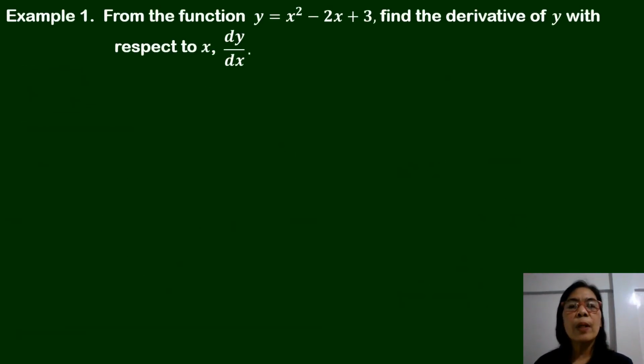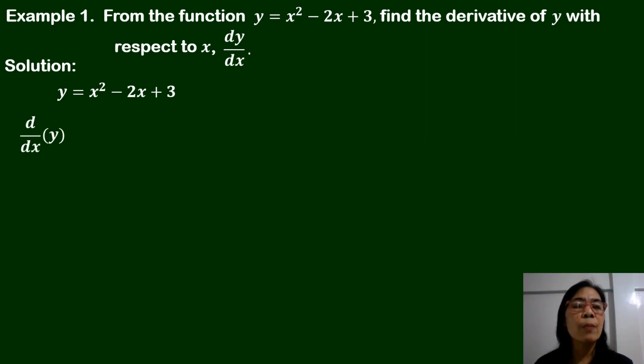It is now time to apply the basic differentiation formulas that we just discussed to finding the derivative of functions. So let us have this problem. From the function y is equal to x squared minus 2x plus 3, find the derivative of y with respect to x, which is denoted by the symbol dy over dx. To start our solution, from the function y equals x squared minus 2x plus 3, we are going to find the derivative of the left member with respect to x and also the derivative of the right member with respect to x.